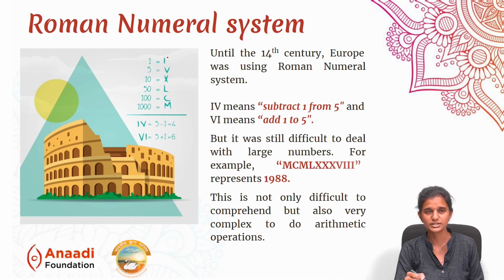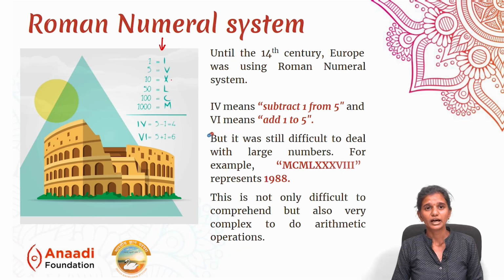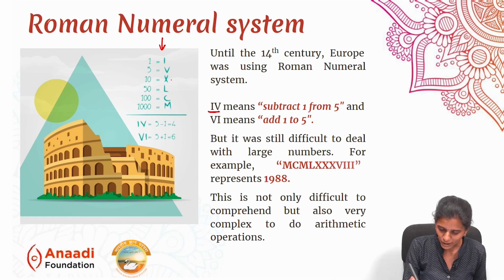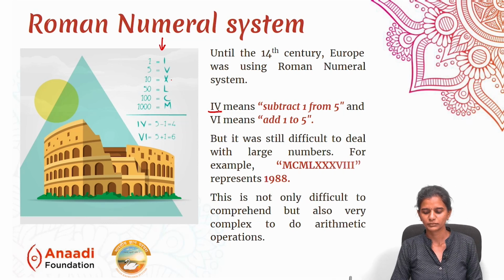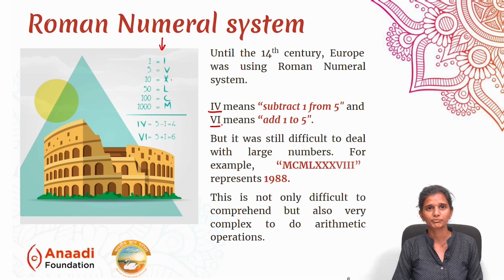Here are the symbols that are given by the Romans for 1, 5, 10, 50, 100 and 1000. In this system, writing I to the left of V means 1 less than 5, that is 4. Writing I to the right of V means 1 more than 5, that is 6. This is still not a very effective system to do calculations.